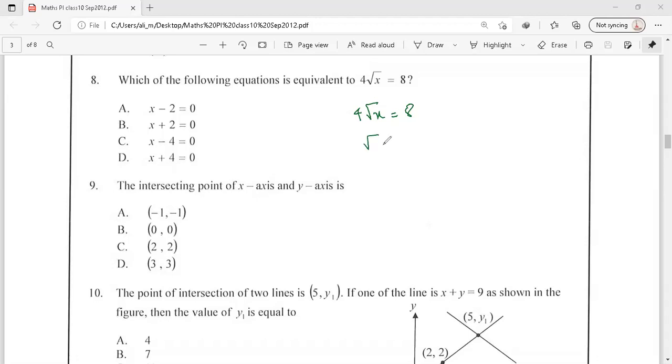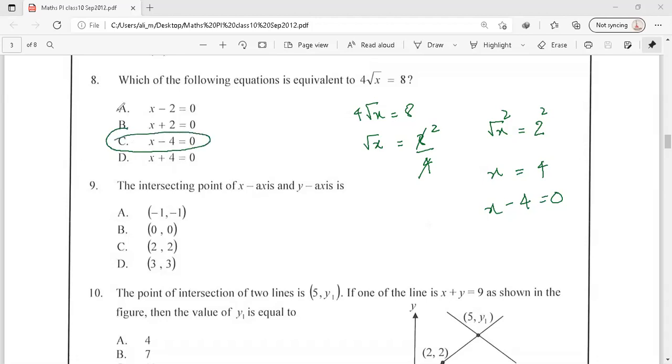So square root x is equal to 8 over 4. 4 ones are 4 and 4 twos are 8. So square root x is equal to 2. So now squaring on both sides, we will get x equals 4, and x minus 4 is equal to 0. So the correct answer is option C.